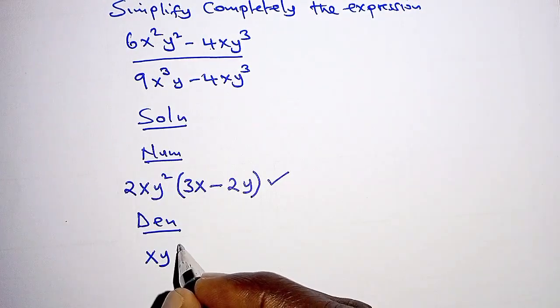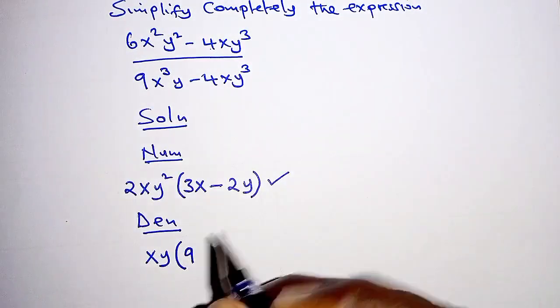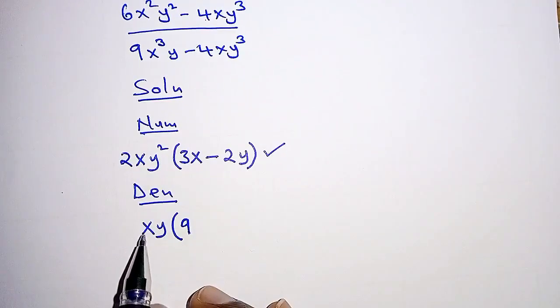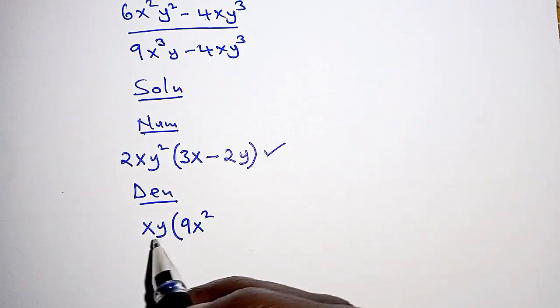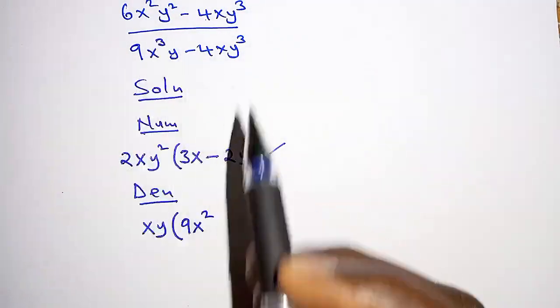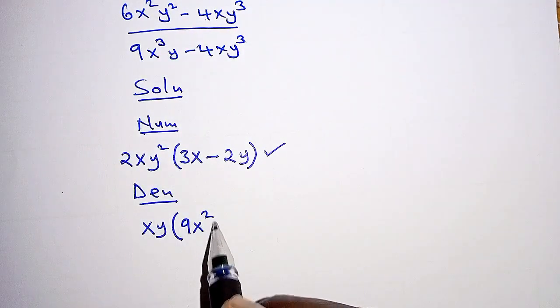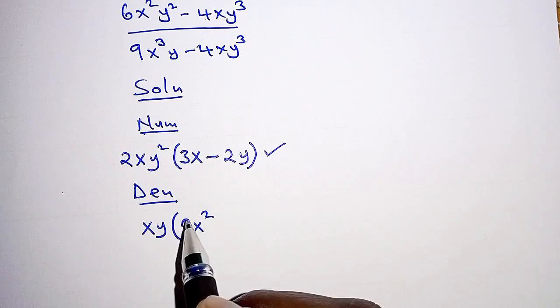And then within the brackets, we'll be left with 9. And for x cubed, we factored out x. That means you should be left with x squared. Multiplying x by x squared gets us back to x cubed. And then for y, we had factored out y, so we are left with 1. So 9x squared times 1 is just 9x squared.